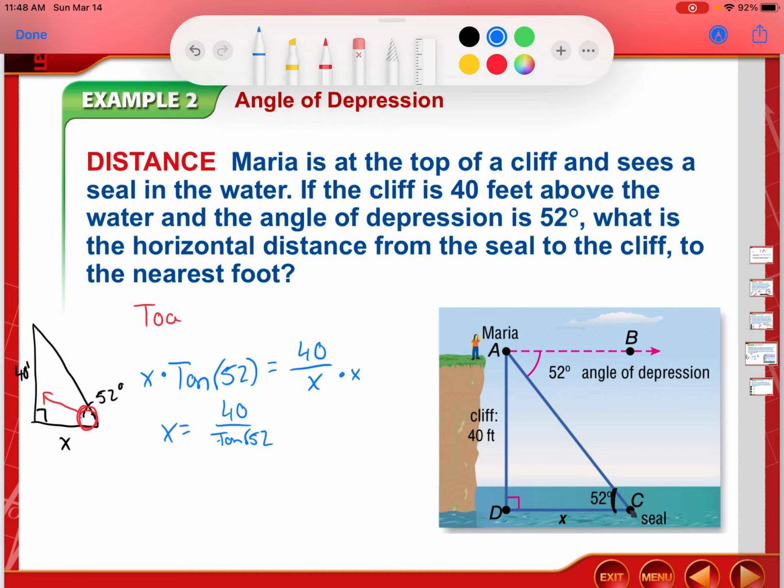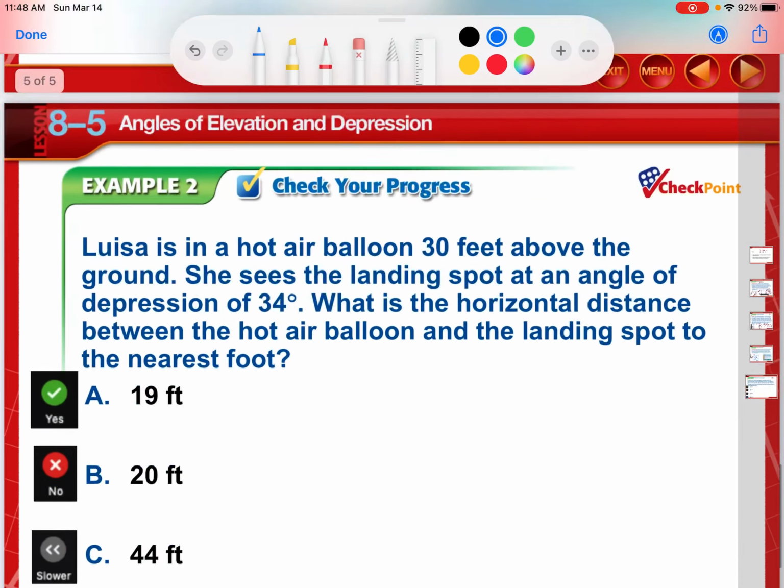Then I would do a little punch in the old calculator. Tan 52, and I'd be left with 31.25 feet. So that seal has 31.25 feet to go to shore. Oh, it says to the nearest foot, so I guess 31 feet.